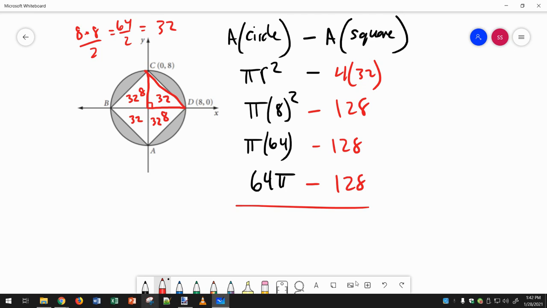My calculator, I can just type all that in at the same line. You might want to do 64 pi first, then keep that and subtract 128 from the answer. So you get 73.0619 and so on. And I said round to the nearest whole number. So since this first digit is a 0, it's pretty easy. We just leave it at 73.